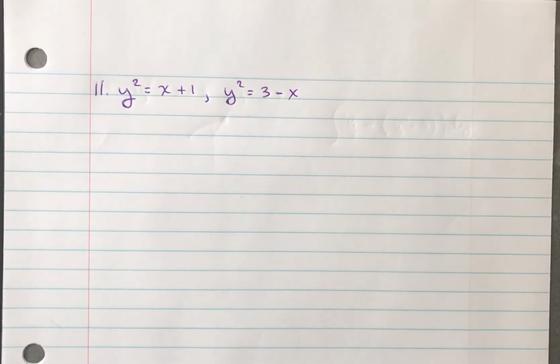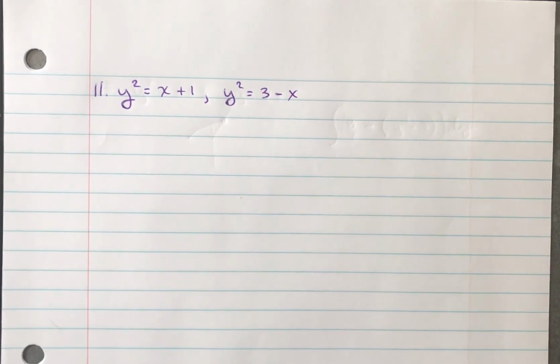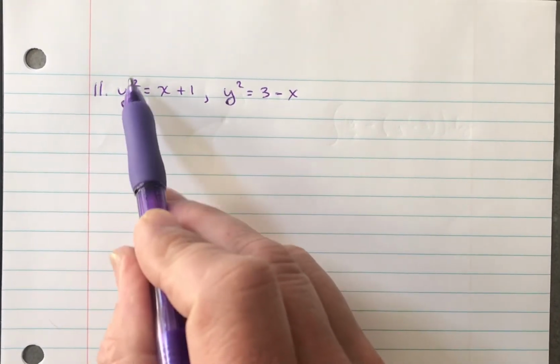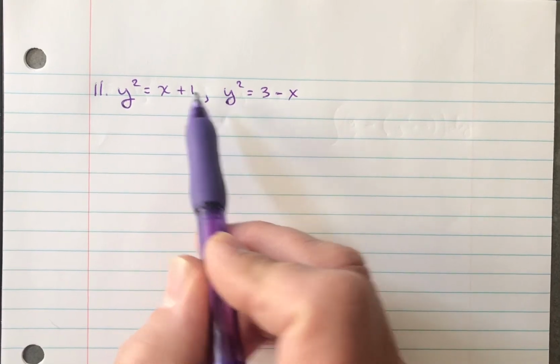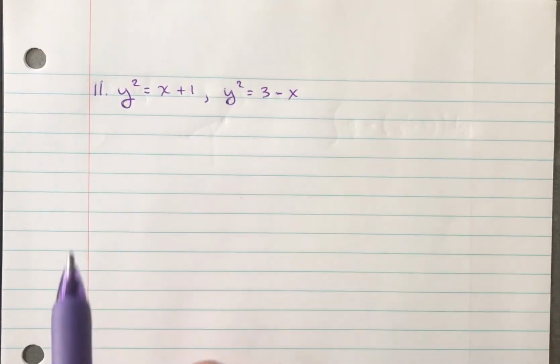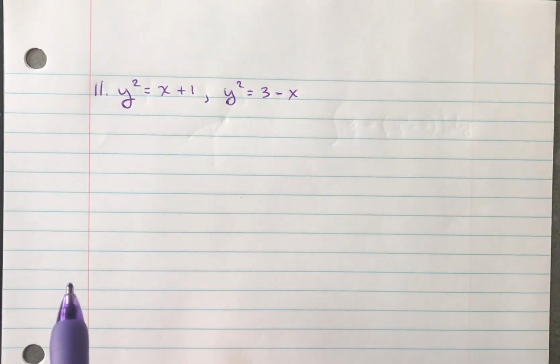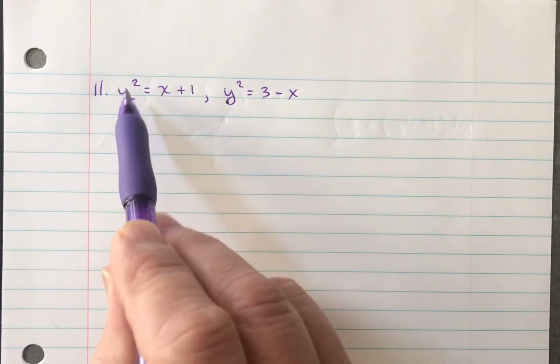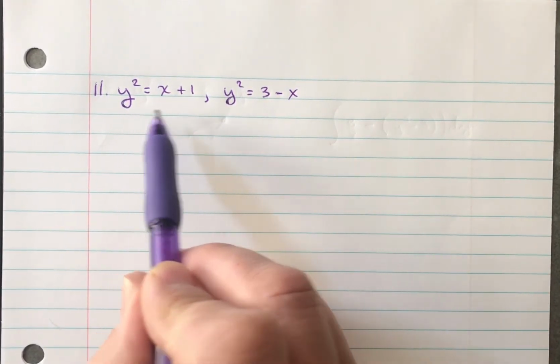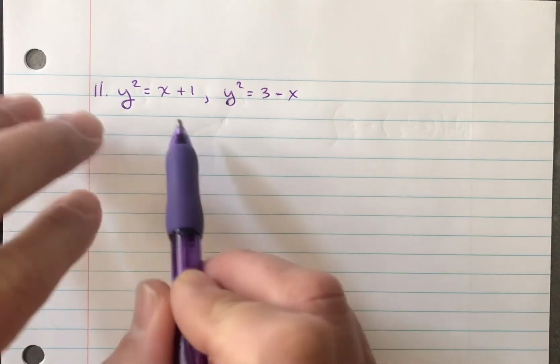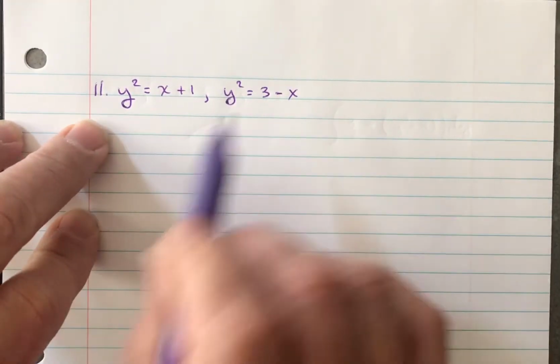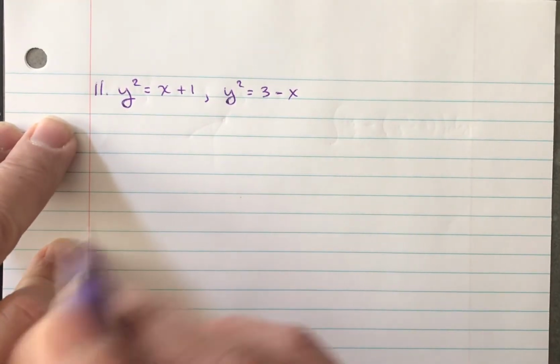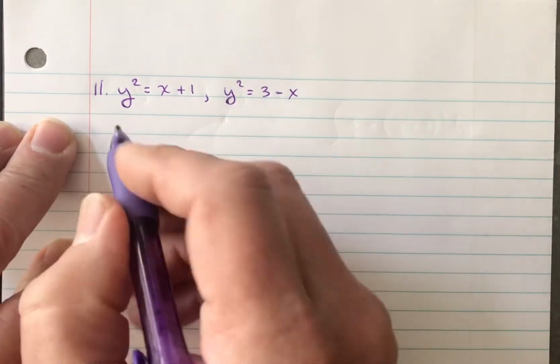So in number 11 in this section 8.2, we have the two equations y squared equals x plus 1 and y squared equals 3 minus x. And normally our equations are written in the form of y equals. So I'm just going to rearrange this a little bit so that we can get an idea of what this thing looks like.